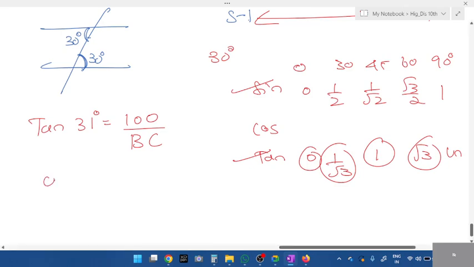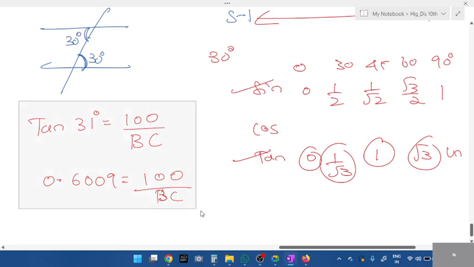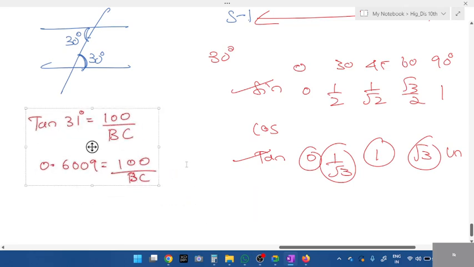What did you tell? 0.69 is equal to 100 divided by BC. How do you find BC, students? Tell me what is BC. All of you will respond. Sharisha, unmute and tell me. Let me know. Okay, just a minute. Hello.